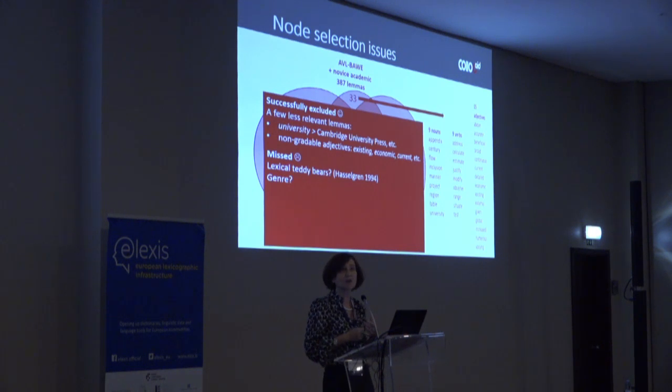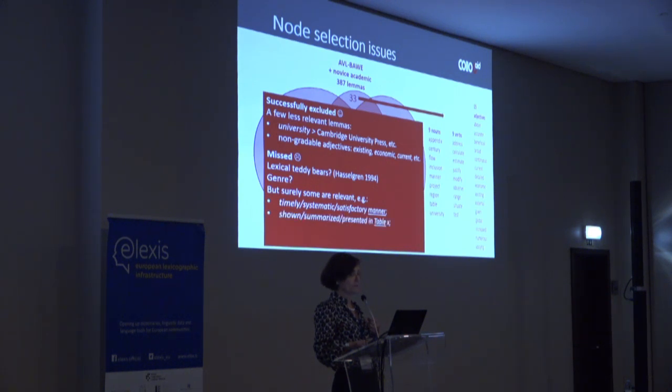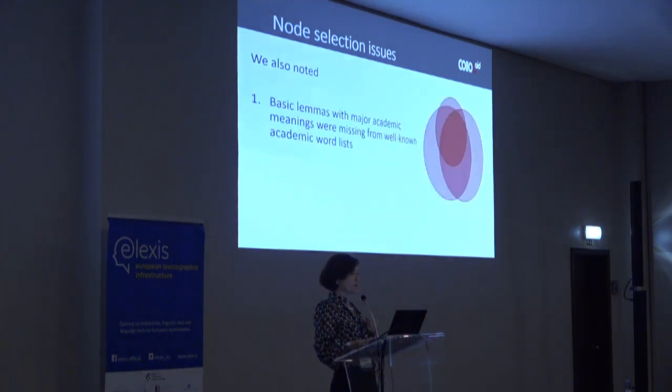Maybe it's a matter of genre, that essays and dissertations rather than professional academic texts. But surely some collocations here would be relevant, like manner, table, modified, beneficial. We also noted that basic lemmas with major academic meanings were missing from well-known academic word lists. So table was only in the student writing, it was only prominent in the student writing list.